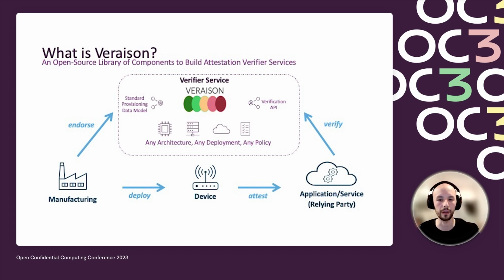And once the device is in the field and it tries to attest to some application or to some service, that application or service can then query the verification API and provide the attestation evidence it got from the device. And the verifier service can use the attestation evidence it just got and the endorsement it got from the manufacturing plant. It can appraise that evidence and produce an attestation result that the application or service can use to determine whether it trusts the device or not.